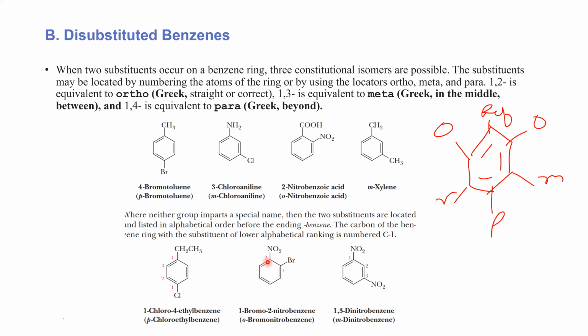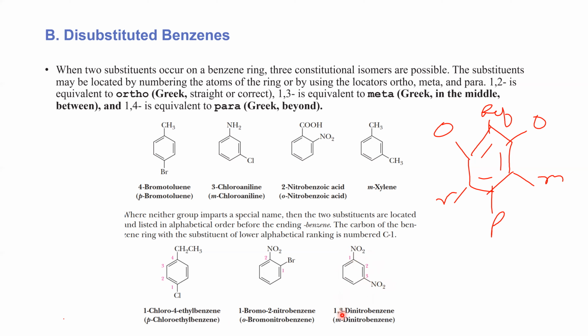So another example is that there is a Br and there is a nitro. So obviously bromine will get the preference alphabetically. So we will name it as 1-bromo-2-nitrobenzene, and this is ortho-bromo-nitrobenzene. Now the third example is where there are the same substitutions. So you can start numbering from any of the nitro sides, because in a cyclic ring this is all the same one. So here you can either write 1, 2, 3 or 1, 2, 3.